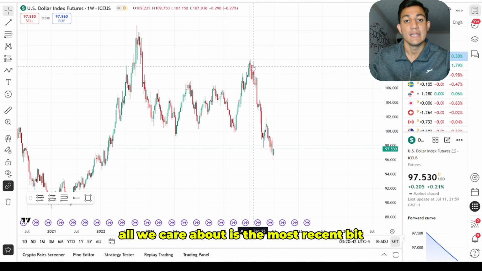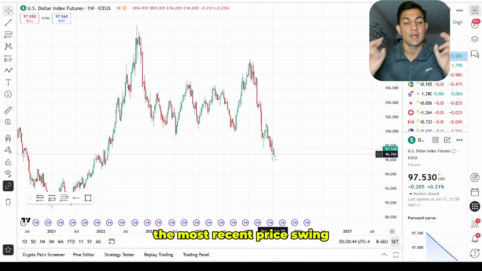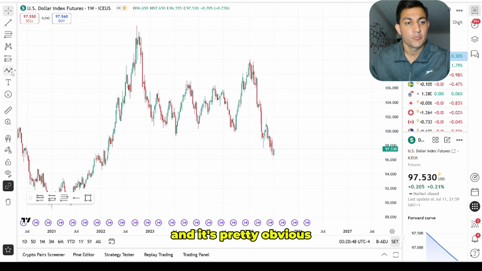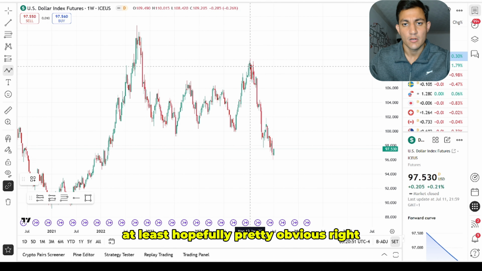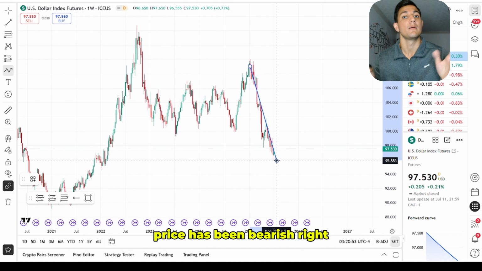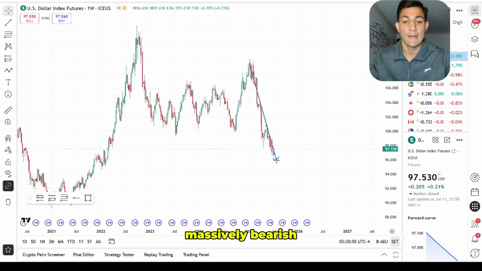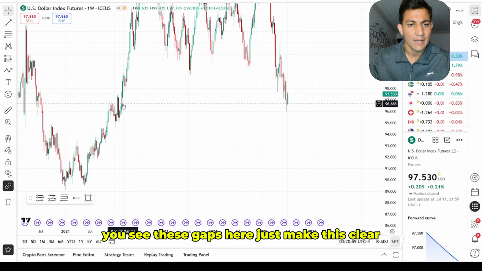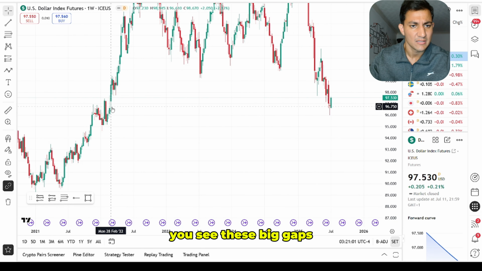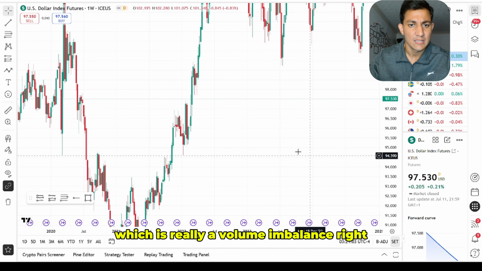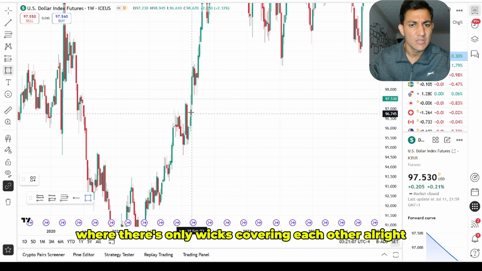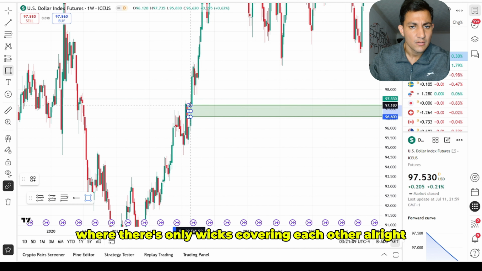All we care about is the most recent price swing, whatever you want to call it, and what price has actually done. And it's pretty obvious, or at least hopefully pretty obvious, that price has been bearish. Massively bearish. And if you watched a previous video that we did, you see these gaps here. Let me just make this clear. You see these big gaps, which is really a volume imbalance, where there's only wicks covering each other, like that.